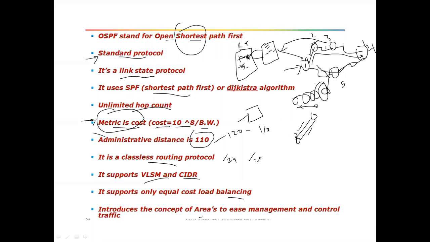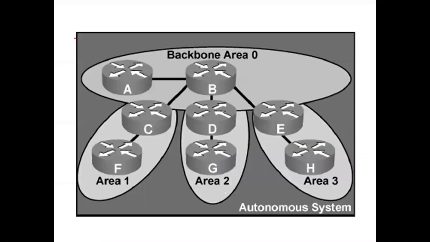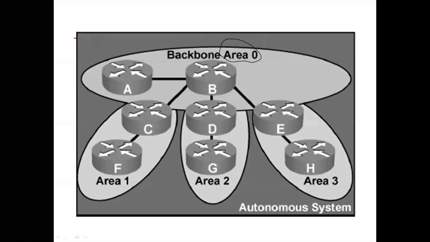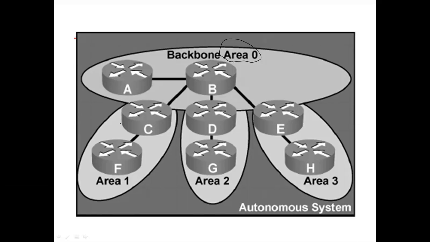And it introduced the concept of area. This is something new, area, to ease the management. So OSPF started the concept of area. What is area? Area is nothing but the boundaries. The first thing, your network should be in area zero. Area zero is nothing but the origin of any network. Every other area, 2, 3, 1, should be connected to area 0.